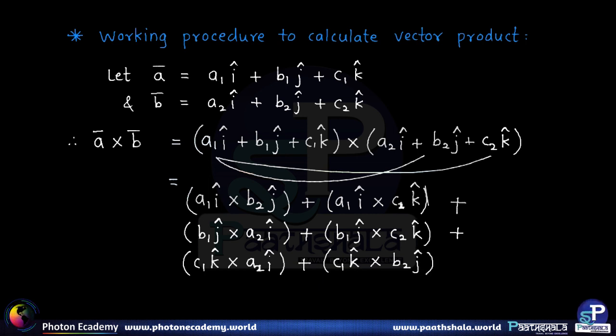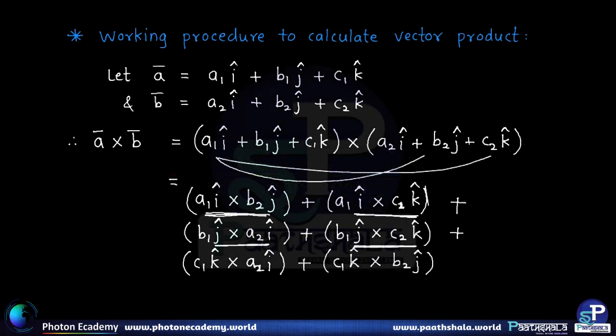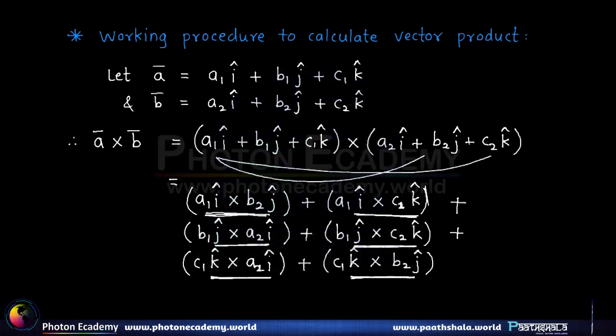right? So now here we know that in the first, i cross j will give us k, then i cross k will give us minus j, then j cross i will give us once again minus k, j cross k is i, k cross i is j, and k cross j is minus i. So you see that out of these 6 we get the 3 pairs, each having i, j and k with them, and this is nothing but an expansion of a 3 by 3 determinant.